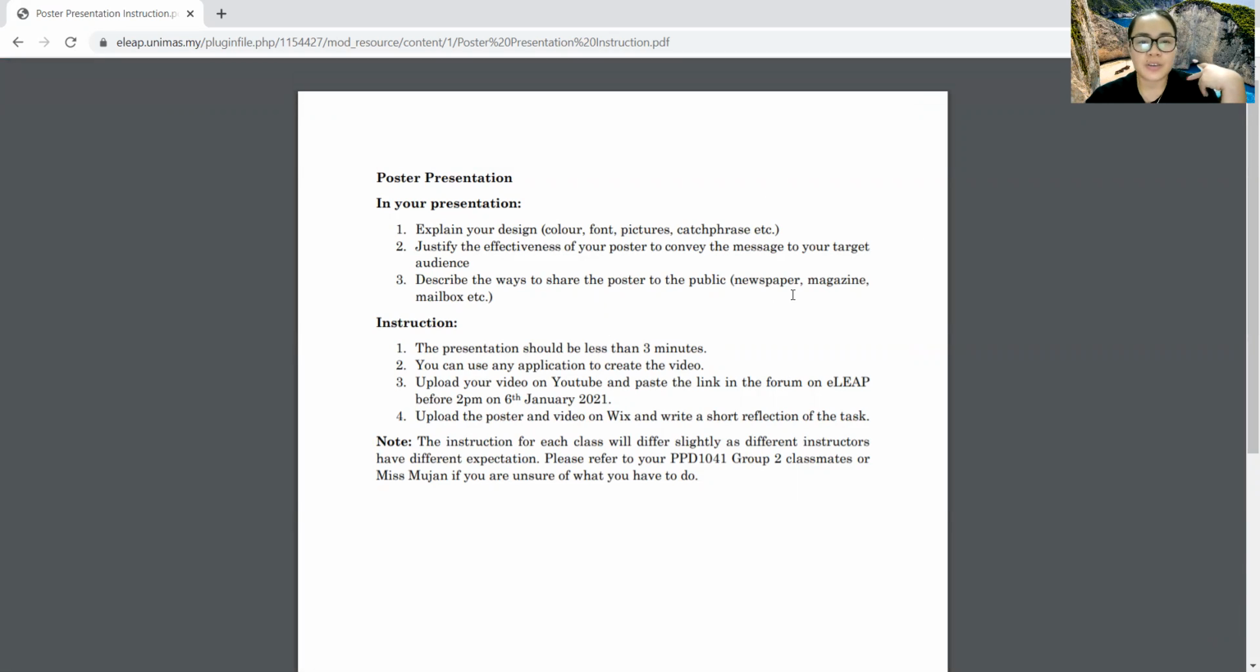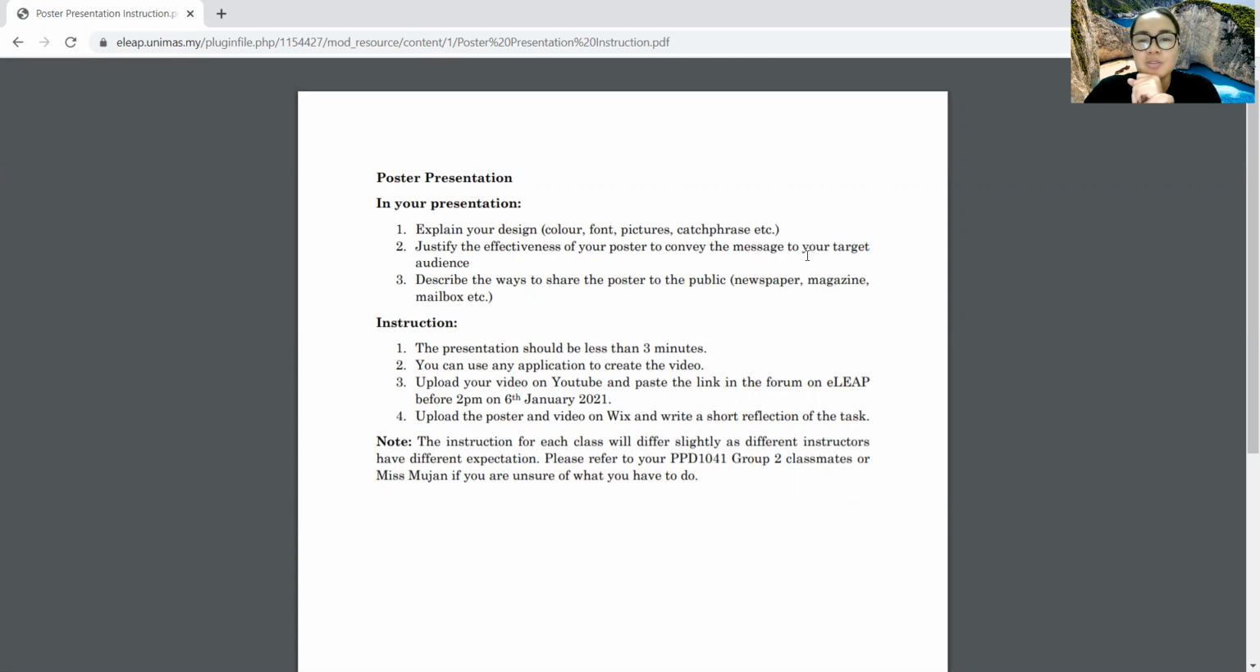Okay, so of course, if your target audience are kids, the pictures should be more fun, with cartoons and so on. If you want to reach out to adults, of course you will use different pictures, different fonts, right? So justify the effectiveness. Why do you think this design is effective for the kids or for the adults, whoever your target audience is?